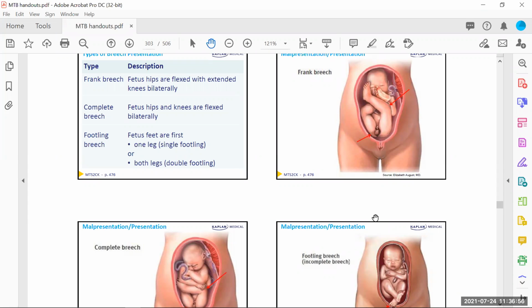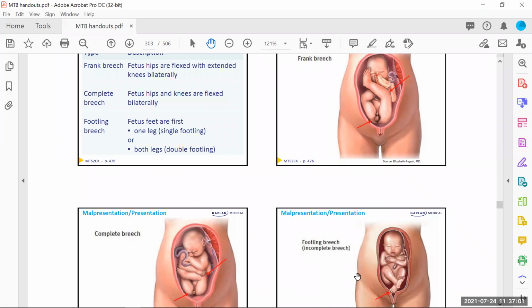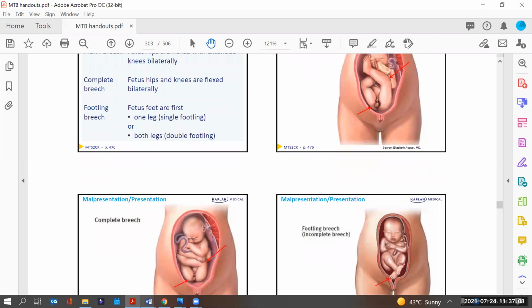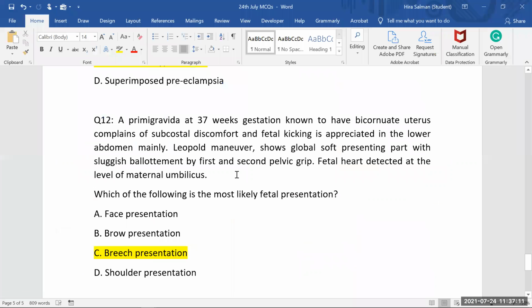They are saying the kicking is in the lower abdomen, then it should be a footling breech. Yes. So in the question, they have said we can appreciate the kicking near the fundus, or rather in the lower abdomen. So it's a footling breech. There are chances of footling breech. When you do the per-vaginal examination, you will be much more clear. If the kicking is appreciated in the lower abdomen, then it is a footling breech. But anyhow, the breech is there. Because it's confusing.